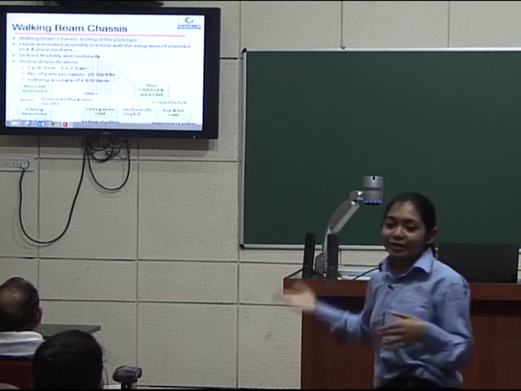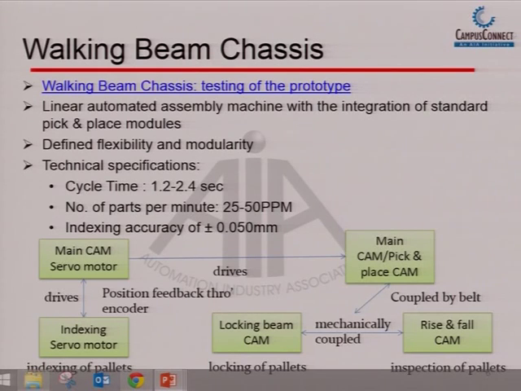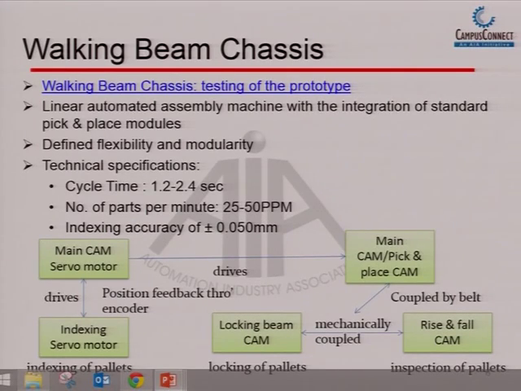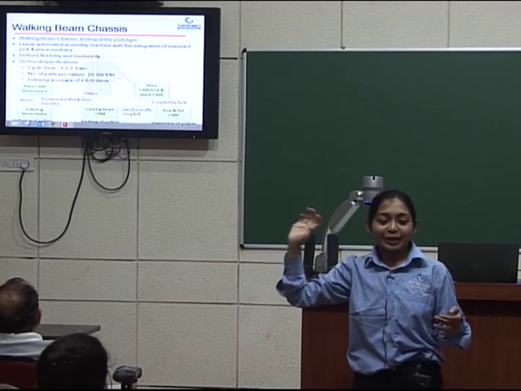And automated means automated with integration of standard pick and place modules. So how many of you have heard of pick and place? These words individually, all of you have heard. Have you heard of pick and place modules? Everyone would have. So there's a robotic arm which picks and then places. It can be any arm. That's an example. So pick and place is you pick something and you place something.